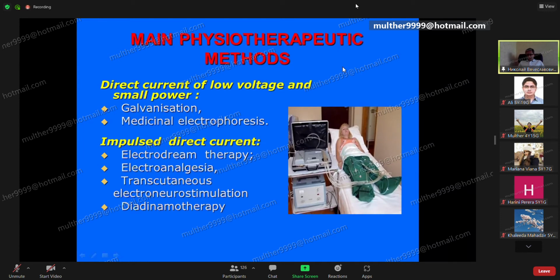The second group of electrotreatment is impulse direct current. This group includes electrobeam therapy, I'll explain some later, electroanalgesia, transcutaneous electroneurostimulation, and dynamotherapy.